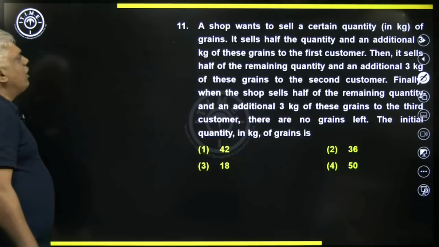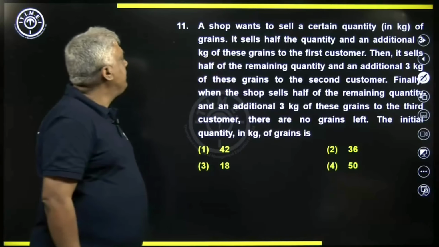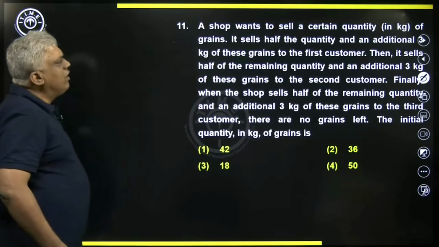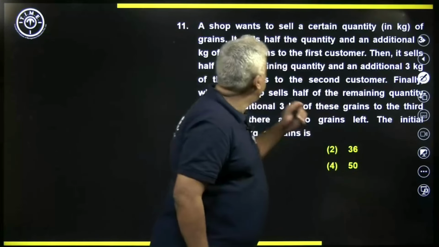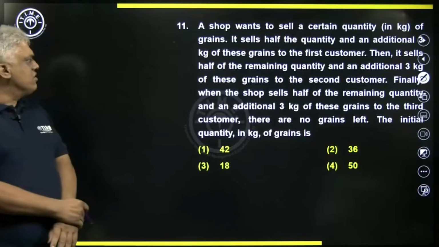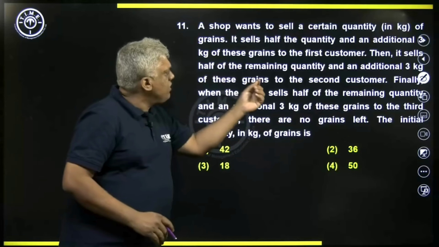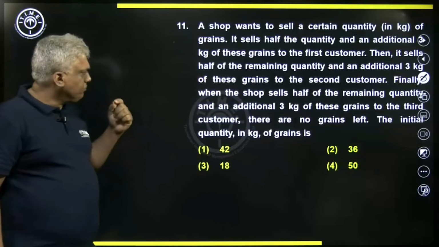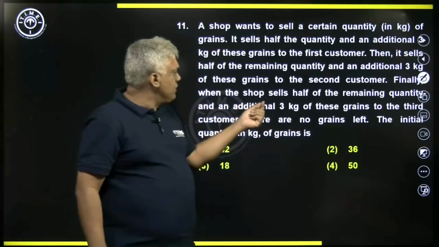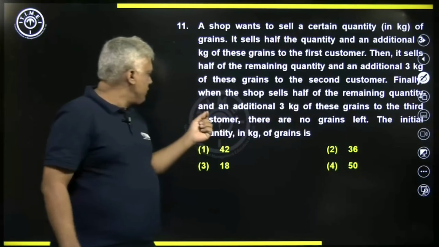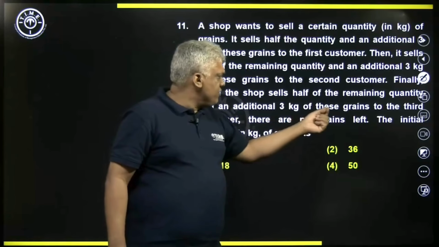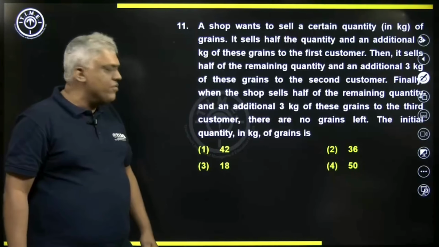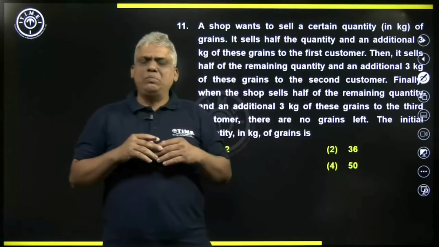Now, a shopkeeper sells a certain quantity in kg of grains. It sells half the quantity and an additional 3 kg of this grain to the first customer. Then it sells half of the remaining quantity and an additional 3 kg to the second customer. Finally, when the shop sells half of the remaining quantity and an additional 3 kg of these grains to the third customer, there are no grains left. The initial quantity in kg of grains is?